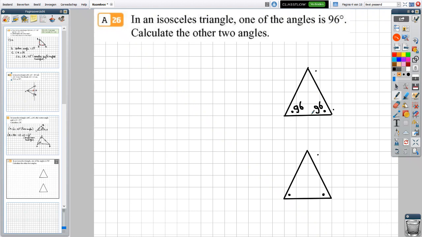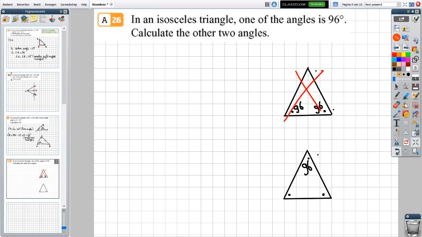Is this possible? Well, I don't think so. Why not? Well, if this were the case, then if I want to calculate this angle, I should do 180 minus this. Yeah, that's not possible. Those two angles here together are already more than 180 degrees. So this angle right here cannot even exist like this. Let's go back to this one. This one cannot exist. However, if my vertex angle is 96 degrees, yeah, that is possible.